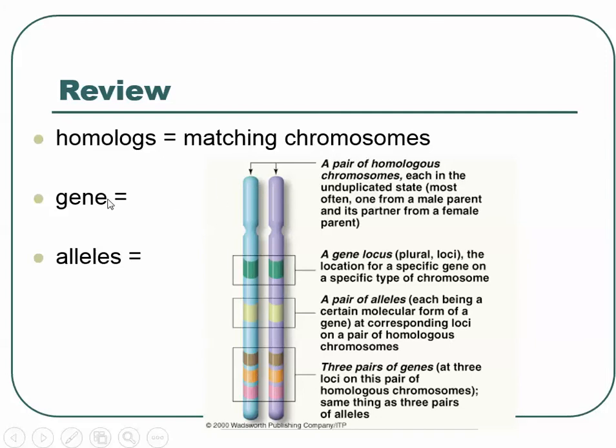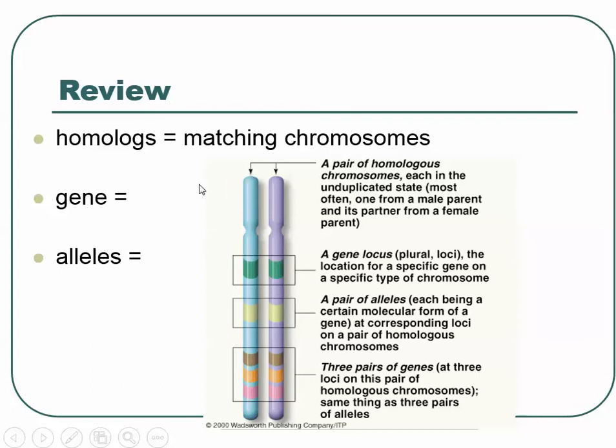So what's a gene? A gene is simply a segment of this chromosome that codes for a particular genetic trait. A trait like brown eyes, or a trait like whether or not you get migraine headaches.